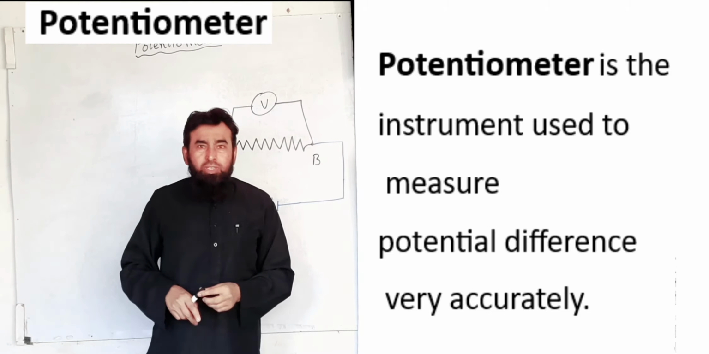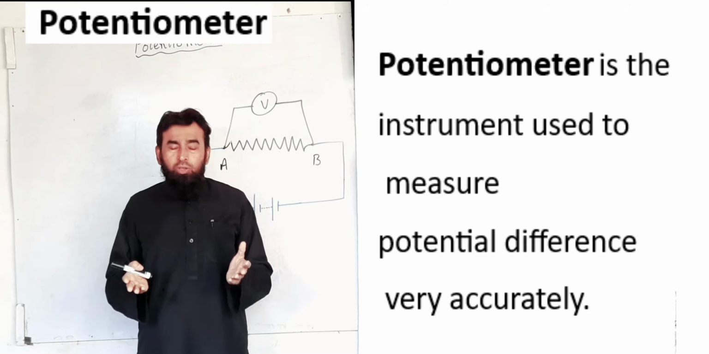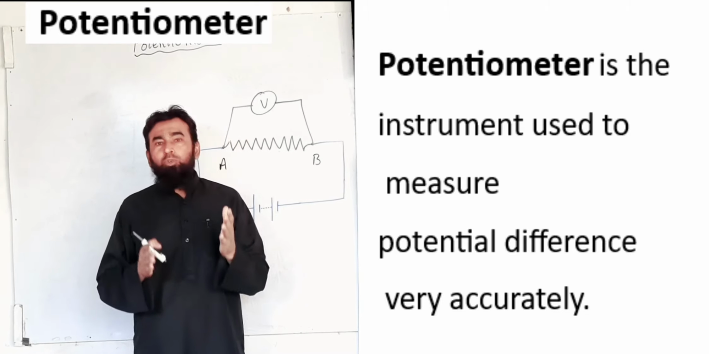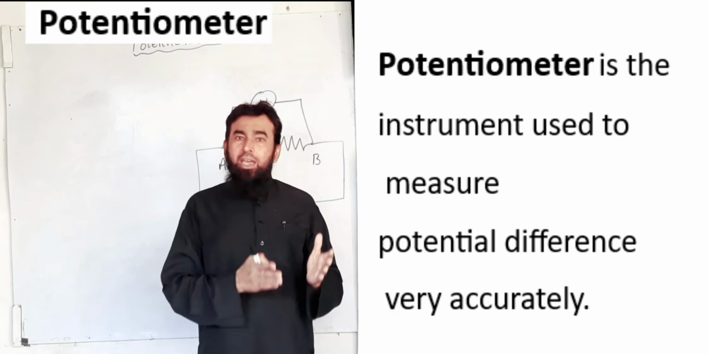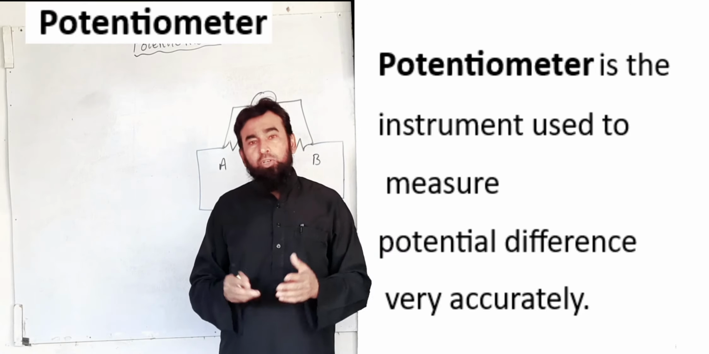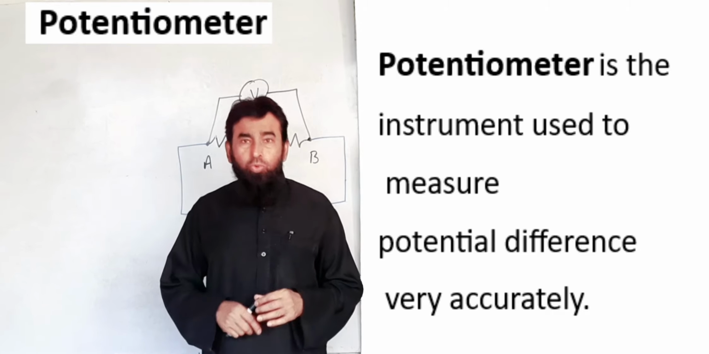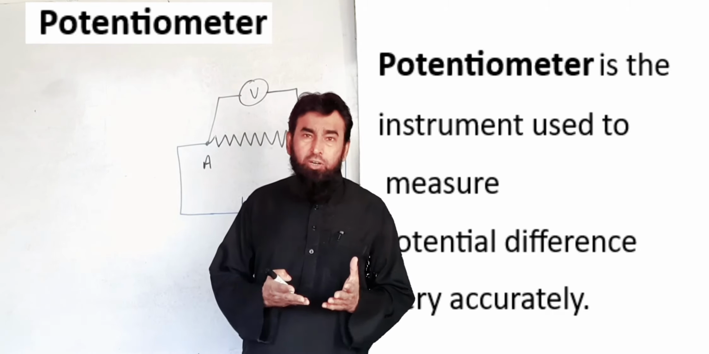Now the question arises that the voltmeter also measures the potential difference. Then what is the use of this potentiometer? We will have to understand why we use a potentiometer, although we have a voltmeter which can also measure the voltage or the potential difference of the battery. Students, I'll try to explain why we need a potentiometer when we have a voltmeter also.